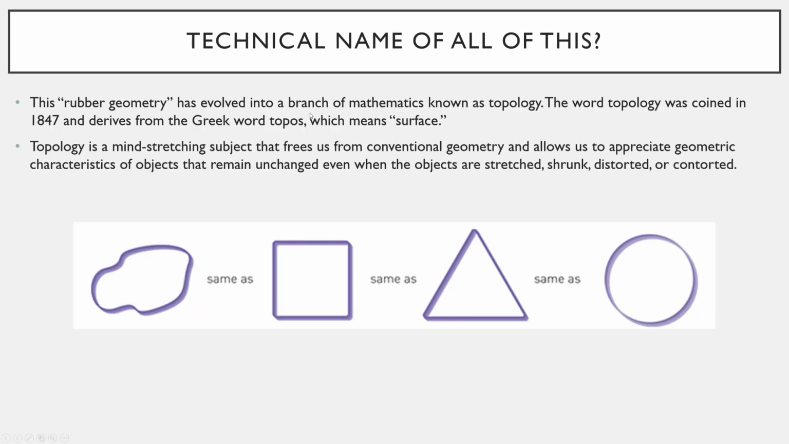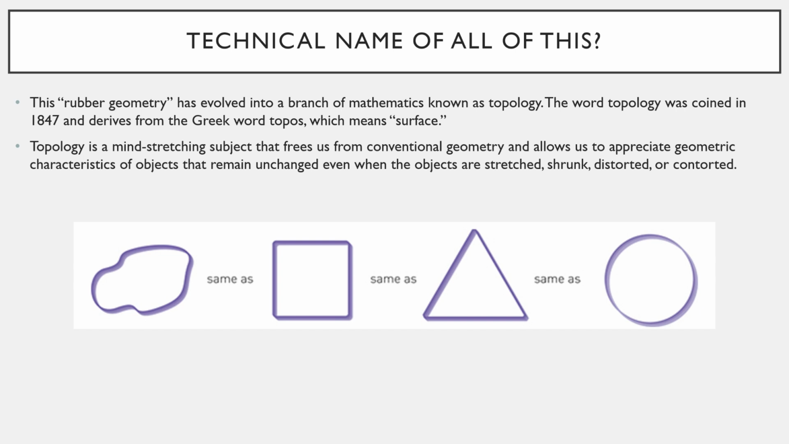Let me set it up with a little bit of the technical name of all this. This rubber geometry evolved into a branch of mathematics known as topology. The word topology was coined in 1847 and derived from the Greek word topos, which means surface. Topology is a mind-stressing subject that frees us from conventional geometry and allows us to appreciate geometric characteristics of objects that remain unchanged even when the objects are stretched, shrunk, distorted, or contorted.